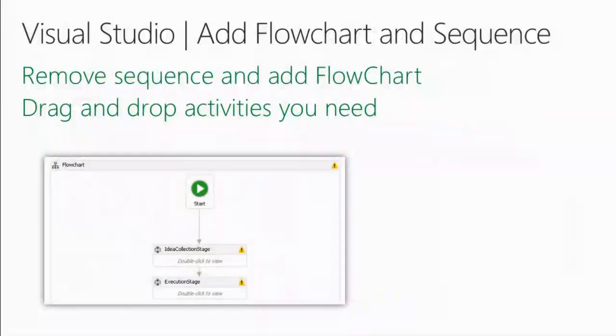And then you end up with something like this, but it doesn't have anything inside. So the one thing is there's a sequence activity that is not ours. We want to remove that and add the flowchart, which is the big one here. And this is where you will design your workflow diagram. Then you're going to drag and drop the activities you need. And as you can see here, I have two sequence activities, one for the idea collection and one for the execution stage.